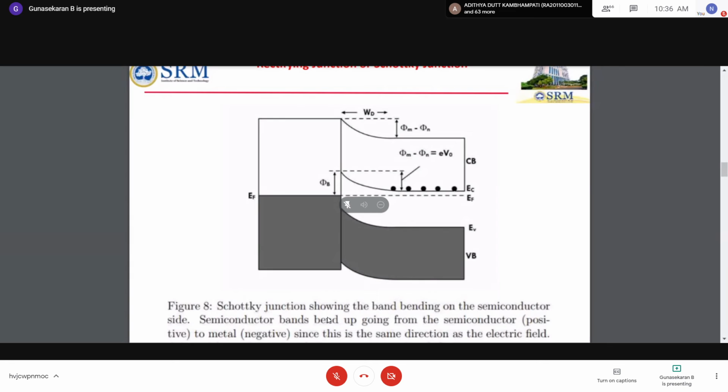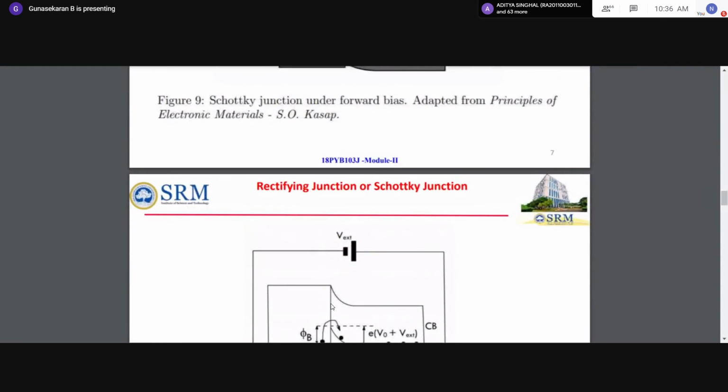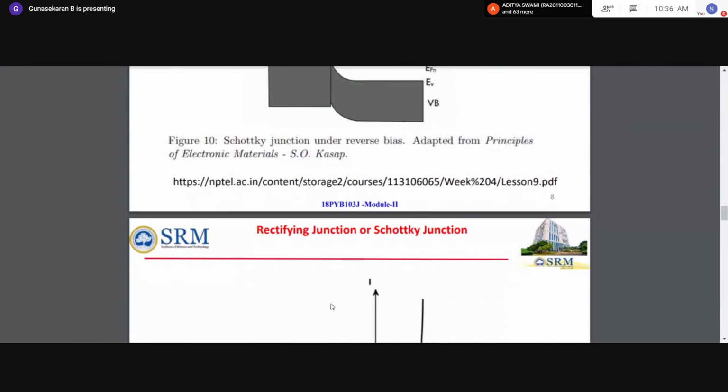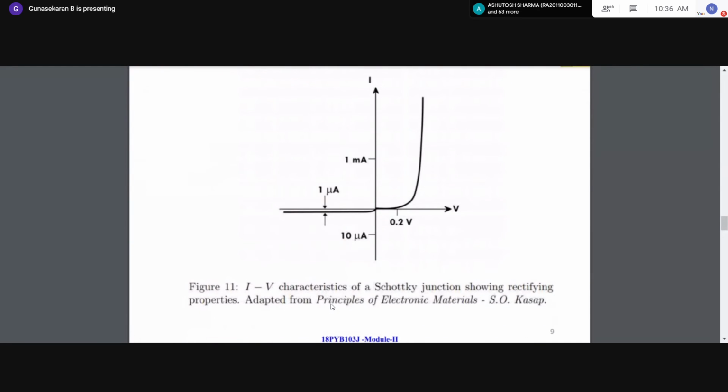Next, we come to the ohmic contact. First, see the diagram of the characterization. Already told: the forward bias is similar to a PN junction diode, and in the reverse bias nothing happens. Here is the IV characterization of the Schottky junction. The forward bias conducts like a PN junction diode. In reverse bias, the current remains constant whatever the change in voltage. It does not conduct. That is the reason it is called a rectifying junction, the Schottky junction.